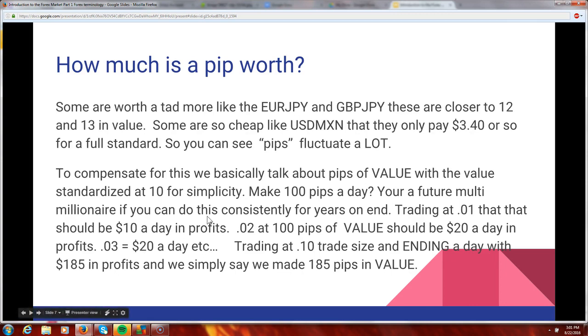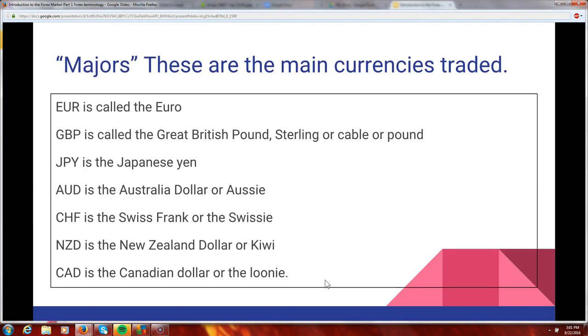All right, so trading at 0.10 trade size and ending a day with 185 bucks in profits simply means that you made 185 pips in value for the day. So any day that you can make 100 pips or 185 pips or 265 pips or 377 pips, I am just telling you, you are in glory land. You have no idea what's coming, okay? No clue how good things are going to get as the years go by.